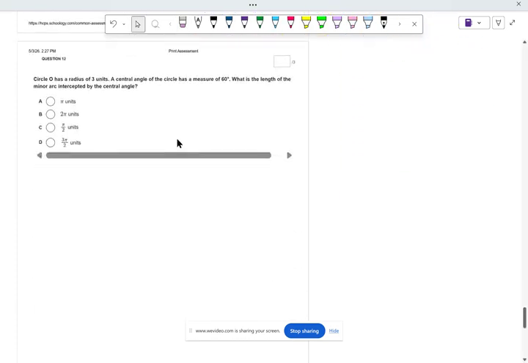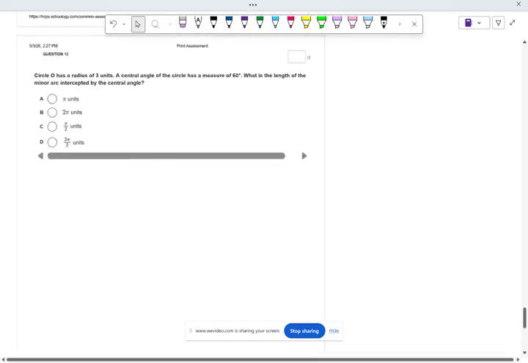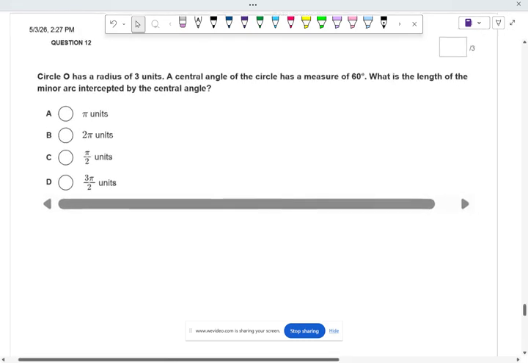All right, and let's see. I think we are almost done. Number 12, the last one. Let me make this big again. Circle O has a radius of 3 units. A central angle of the circle has a measure of 60. What is the length of the minor arc intercepted by the central angle?